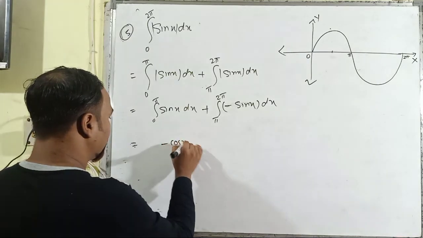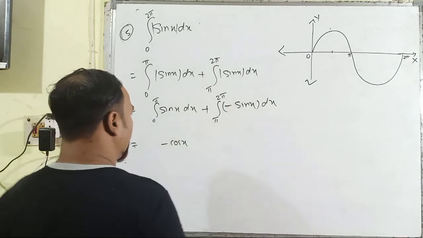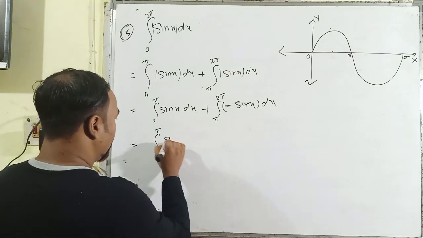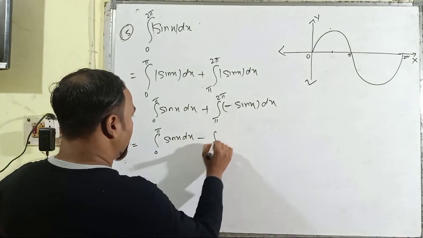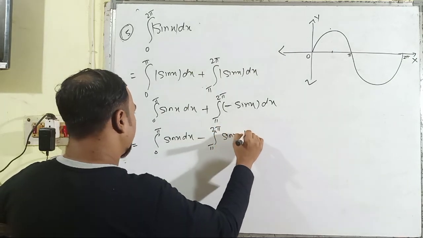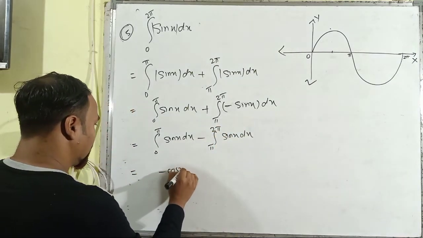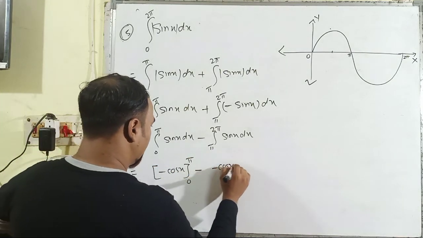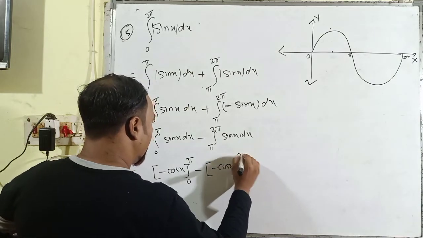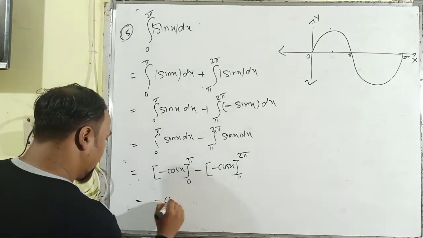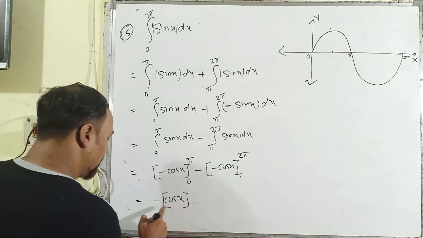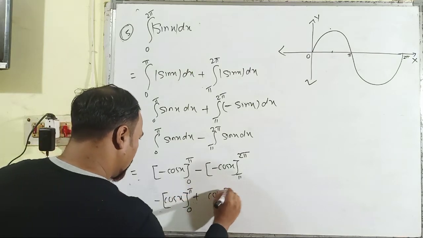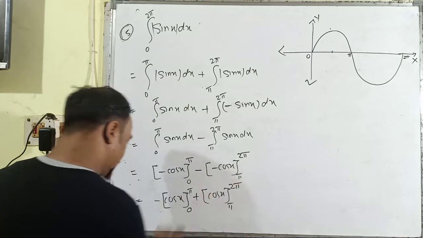Then we have to go through the basic procedure of integration. Here it is minus cos x. You can also shift this minus term here. Let us take another step: the integral from 0 to pi of sin x dx minus the integral from pi to 2 pi of sin x dx. Then it is minus cos x from 0 to pi minus minus cos x from pi to 2 pi. The minus is taken outside, so it becomes plus cos x from pi to 2 pi.